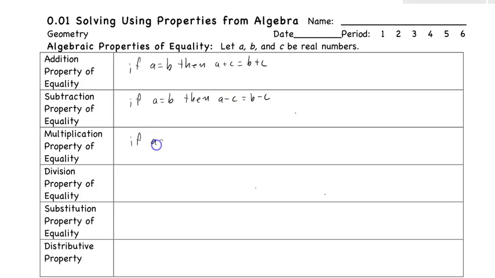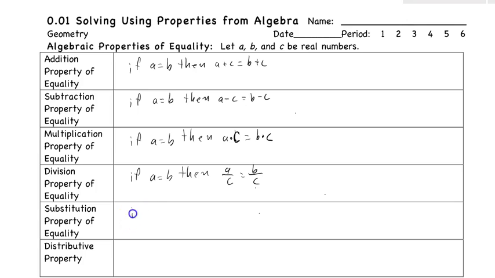Same thing for multiplication, and same thing for division. You can add, subtract, multiply, or divide both sides of an equal sign by the same thing.